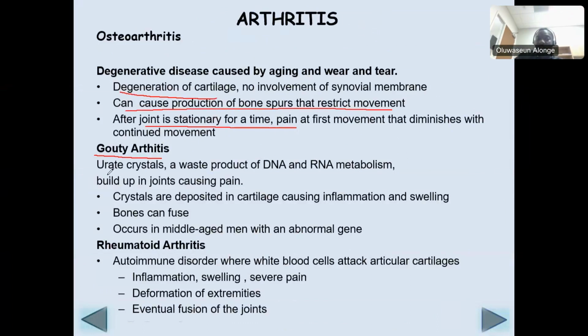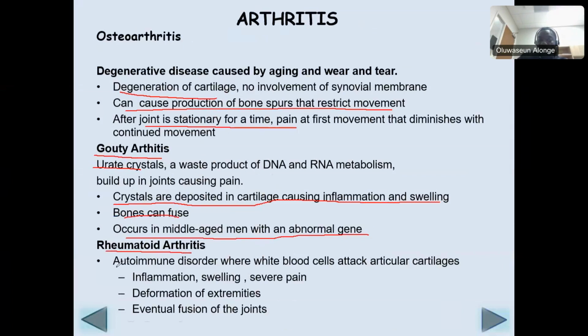Now, gouty arthritis is when there is deposition of urate crystals that build up in the joint area. This is going to cause inflammation. It's simply a buildup of material, which are waste products, and they form crystals. They cause inflammation and swelling. It can cause the bone to fuse, and this can occur in people with an abnormal gene.